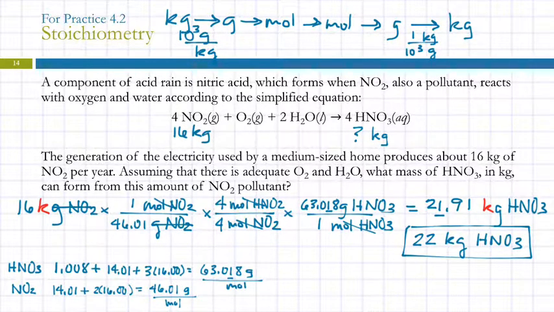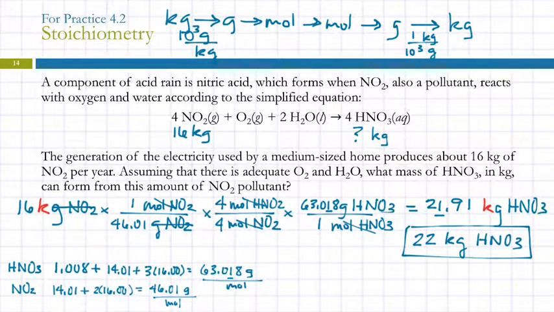Yeah? How did you get from grams to kilograms? How did I get from grams to kilograms? What I did is I didn't cancel out the kilo here. I canceled out grams of NO2 with grams of NO2. And so after I cancel out everything else, I have grams of HNO3 times the kilo. Kilo is 1,000. Kilo means 1,000.